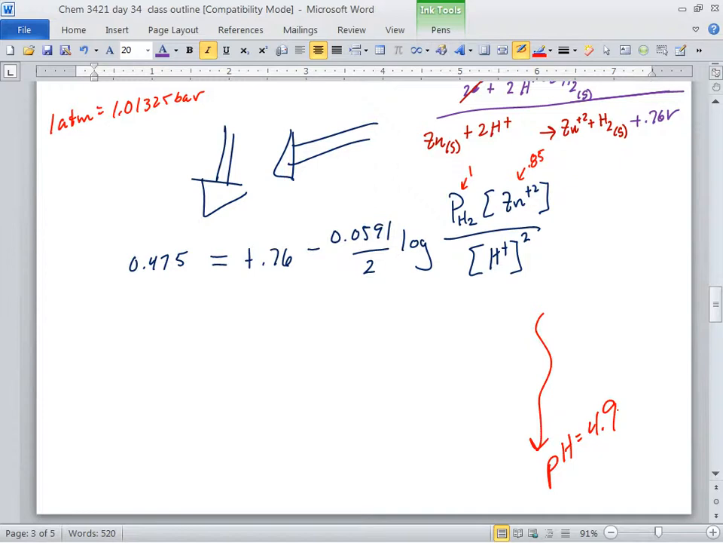So when you're solving for that, I would bring the 0.76 over first, right? Then I'd multiply it by a -2, divide it by a 0.0591, and whatever you get, raise it to the 10 power. After you raise it to the 10 power, you're going to have to flip it, divide it by 0.85, take the square root. Or you wouldn't divide it. You'd multiply it by 0.85, I guess, not divide.